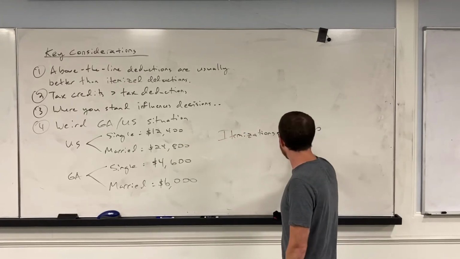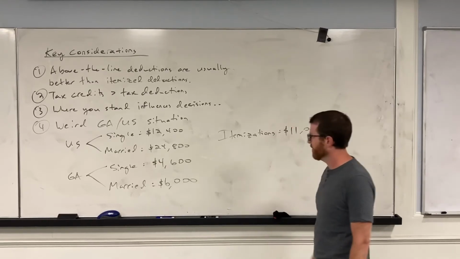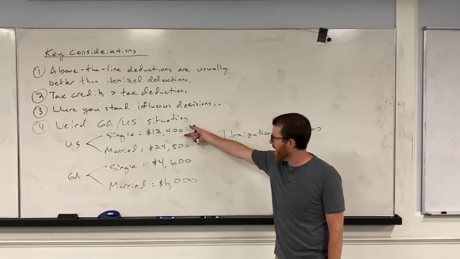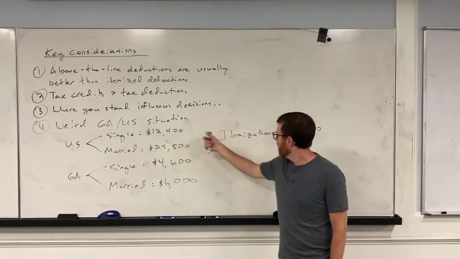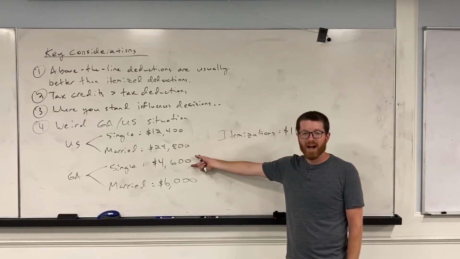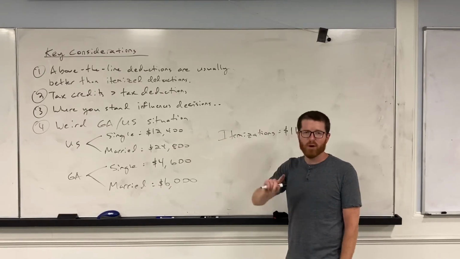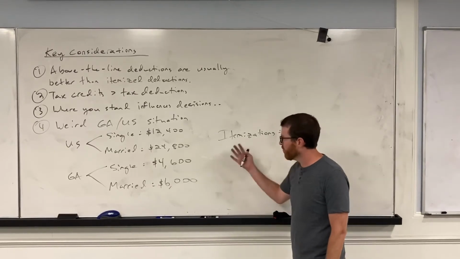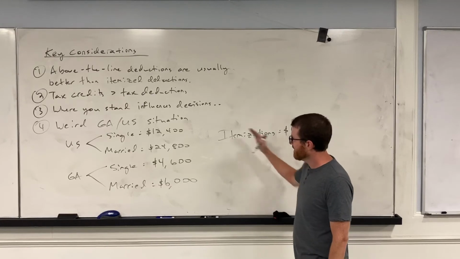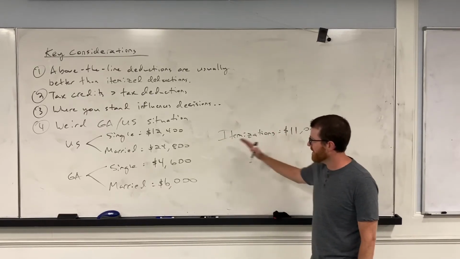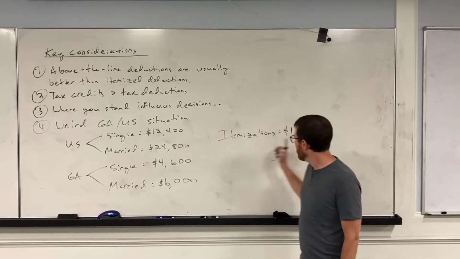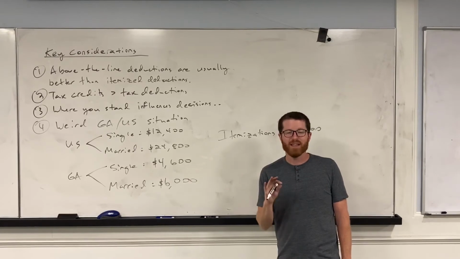But let's think about a third scenario, $11,000. What you run into now is realizing that in the U.S., you want the standard deduction. But for Georgia, you would much rather have the itemized deduction. Okay? That's not even the weird part. The weird part is you have to choose one or the other. Okay? So in this scenario, what this person would like to do is take the standard deduction for the U.S. and then take the itemized deduction for Georgia, right? Standard here, itemized here. That's what they would prefer to do. That is not an option.